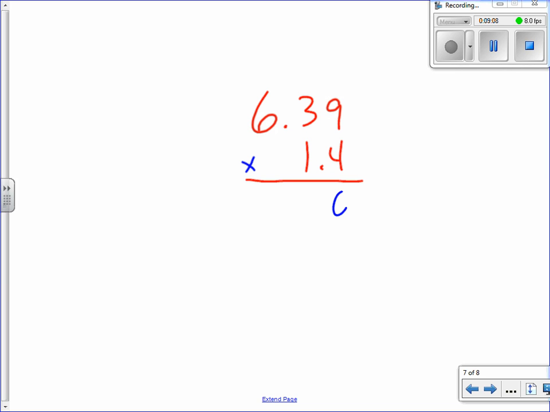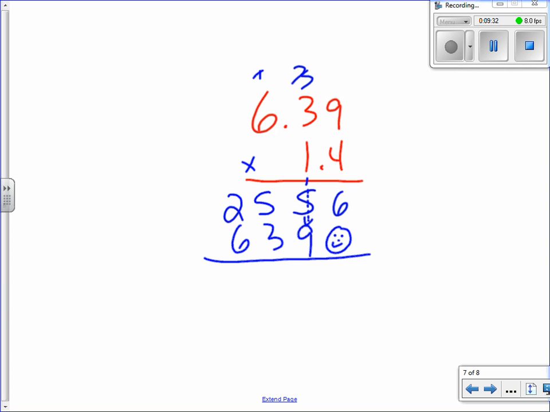4 times 9 is 36, carry my 3. 4 times 3 is 12, plus 3 is 15, carry my 1. 4 times 6 is 24, plus 1 is 25. All right, then since I'm starting from this digit, I go straight down, and that's where my first answer would go. And don't forget my place value 0 there. 1 times 9 is 9. 1 times 3 is 3. 1 times 6 is 6.